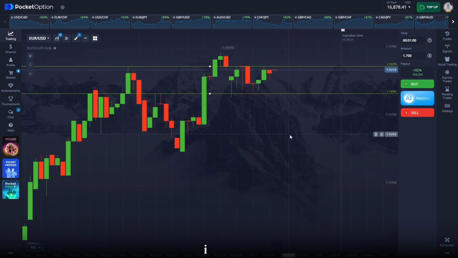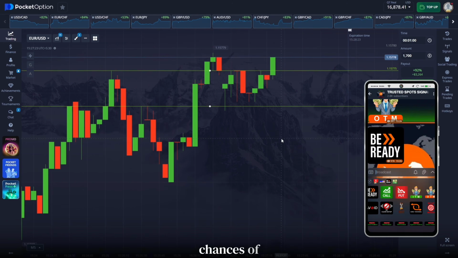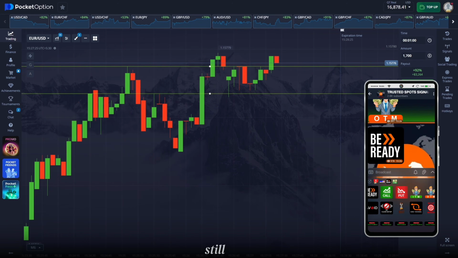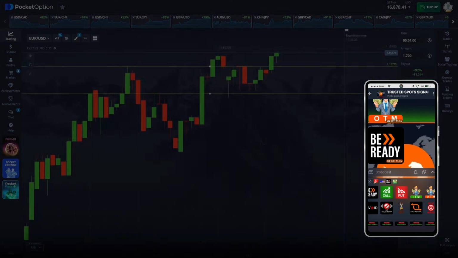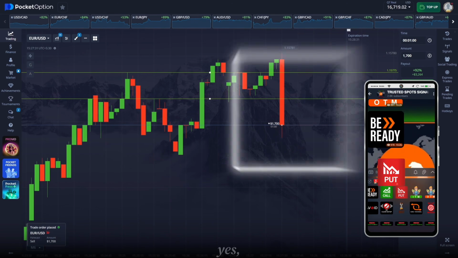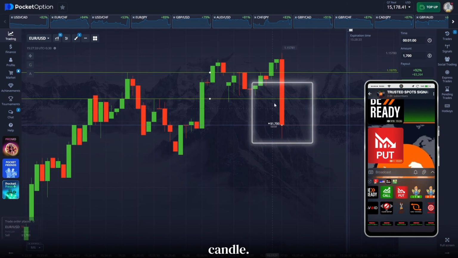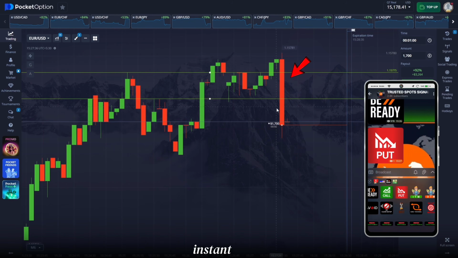Not solid. I will still wait. Chances of reversal are still high. Until and unless I have, yes, that's the strong candle. It is an instant move by the sellers in the downward direction.